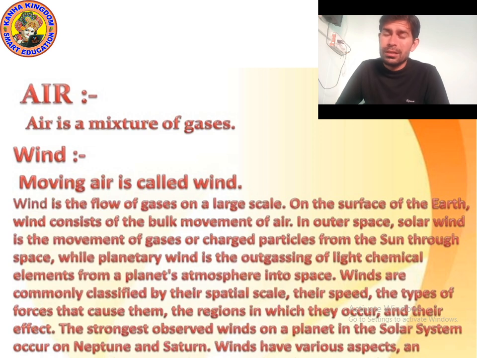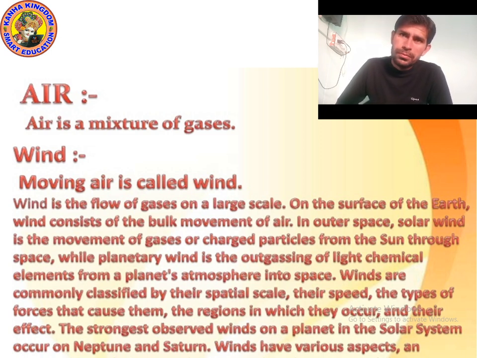Where is the strongest wind observed? At Neptune and Saturn. Yes, at Neptune and Saturn, the strongest wind is observed. And you know that wind is the flow of gases on a large scale. Not because oxygen is present everywhere, but most of the remaining gases are present everywhere. So we can say flow of gases is actually wind. Not only are we talking about oxygen.